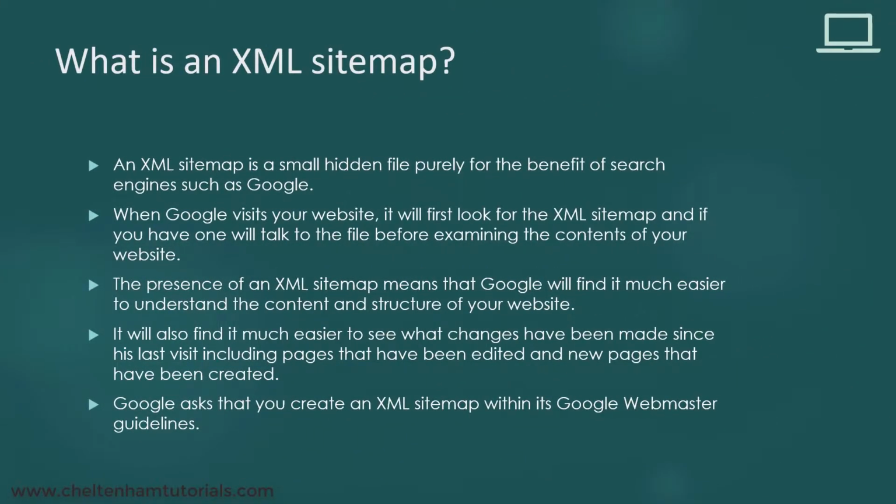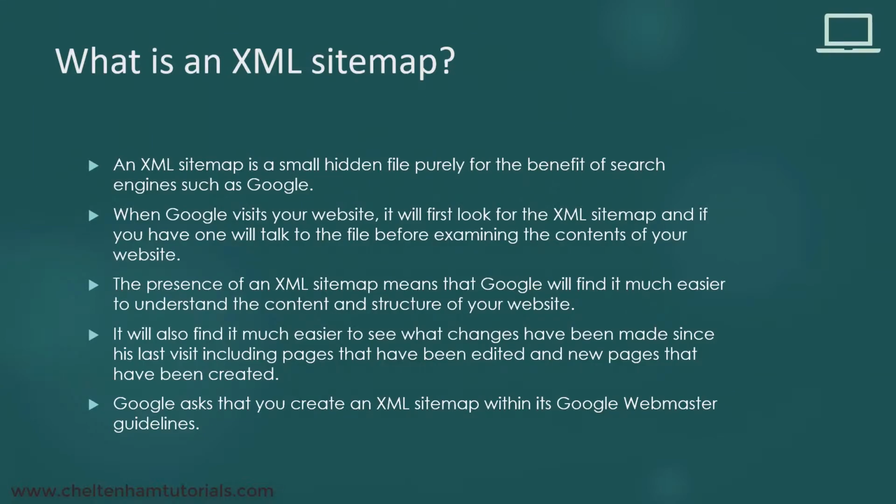An XML sitemap is really for the benefit of Google, it's not for humans. The idea is that when the Google search robot, the Googlebot, comes to your website, if there's an XML sitemap, it'll look at that first, and the XML sitemap will basically tell Google what new pages are being created, explain to Google the structure you have on your website, what pages have been deleted, that kind of stuff.